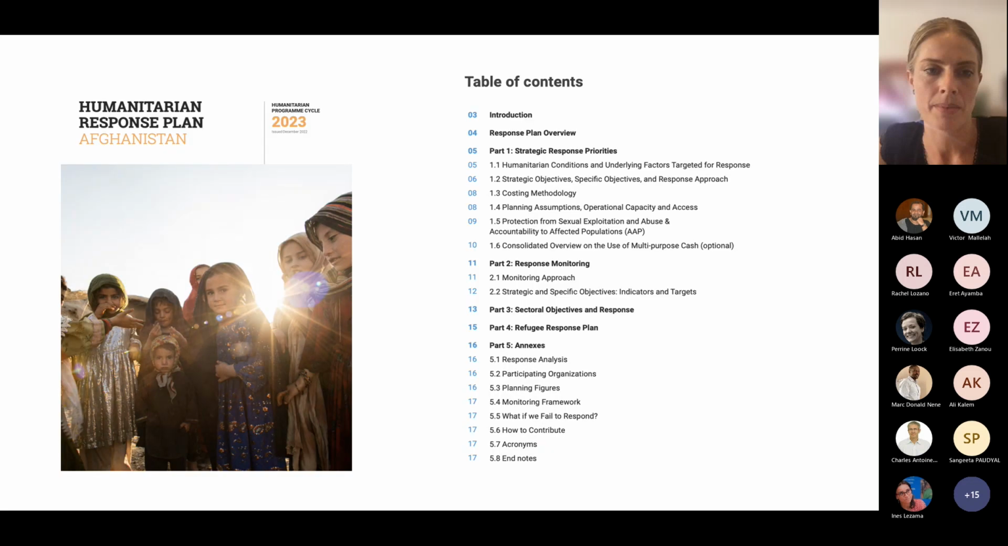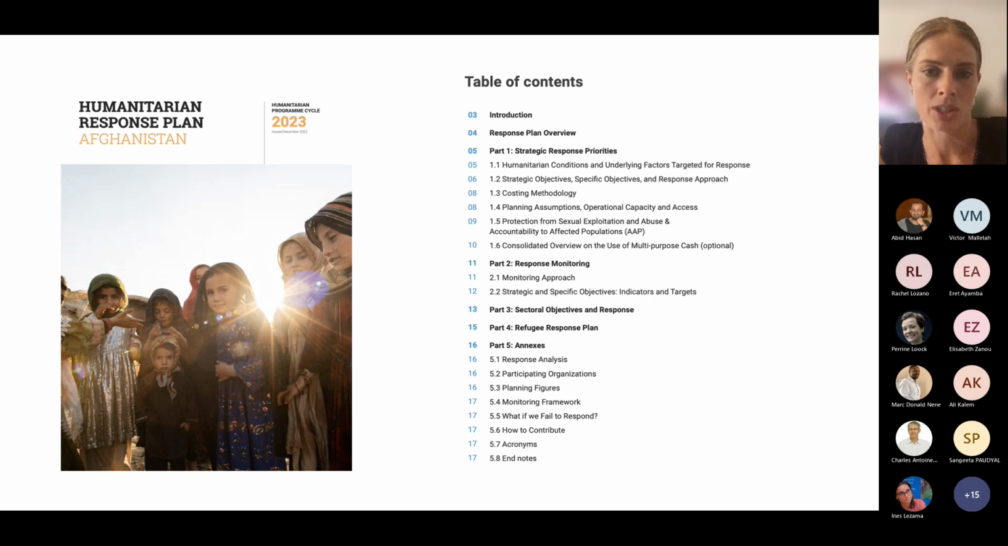As discussed in the recent HNO webinar series, which was led by Antenne, the HRPs build on the HNO, which provides the evidence base and analysis of the magnitude of the crises and identifies the most pressing humanitarian needs. These needs inform the strategic objectives in the HRP, as well as the specific objectives and the cluster plans that follow from these strategic objectives. While the HRPs are primarily recognized as management tools, they also act as a resource mobilization tool.